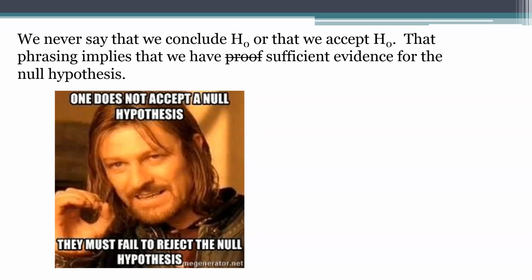And a word about this word proof. Even if we're able to conclude the alternative hypothesis, we still don't say that we've proved it. Proof means that we have incontrovertible evidence. We don't ever have 100% proof of anything in statistics. We always have to leave that room for doubt. So we just say, yeah, there's enough evidence to conclude the alternative hypothesis. We can't say we have proved the alternative hypothesis.